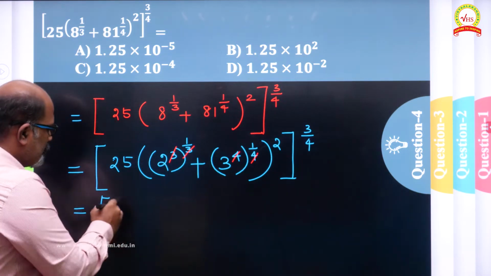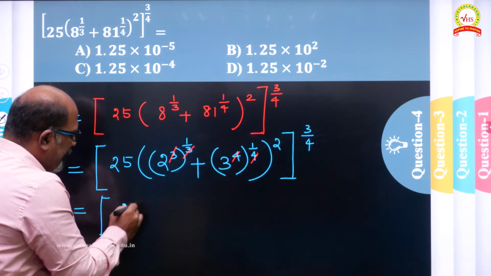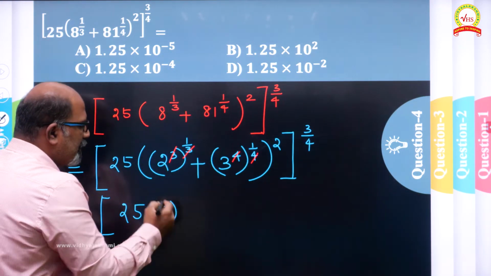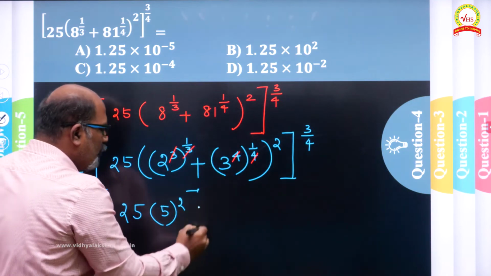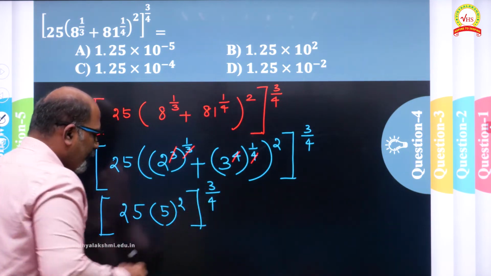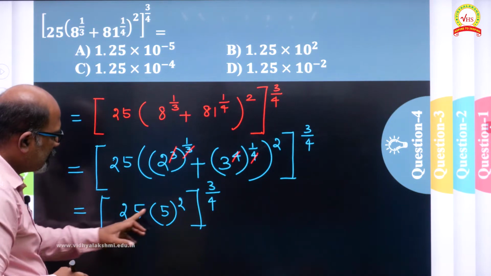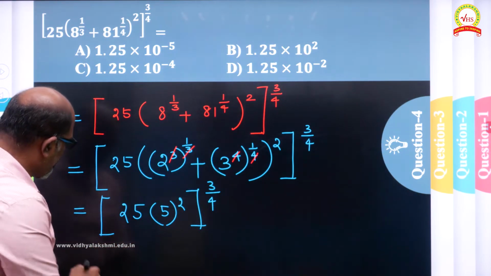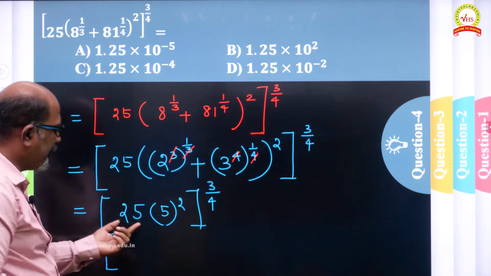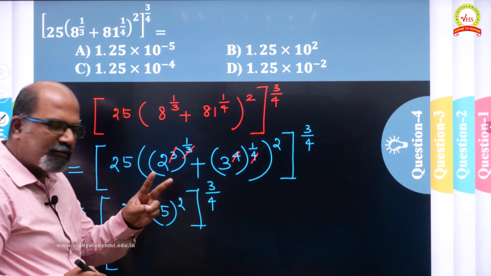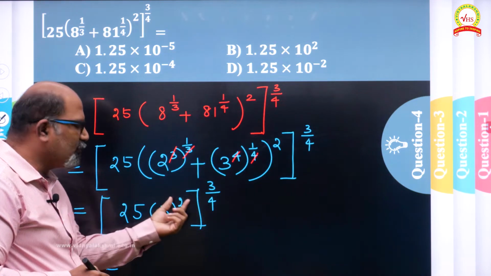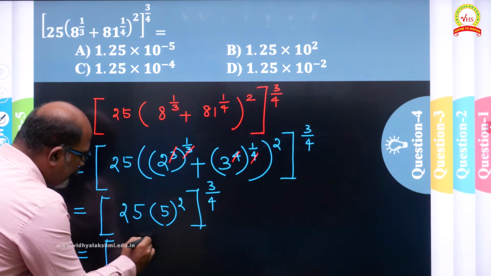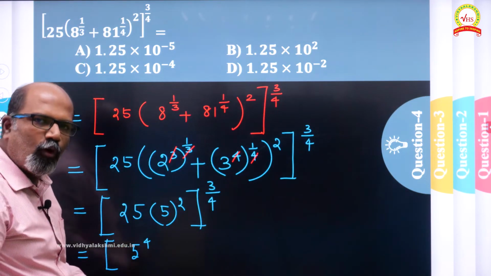So 25 multiplied by what I said? 5. But this 5 is raised to 2, and the whole thing is raised to 3 by 4. Understand? Then 5 square we are having. Here 25 we are having. So how many 5s are there in 25? 2 fives. And here we are having 5 square, it is nothing but 2 fives. So altogether we are having 5 four times. So 5 can be raised to 4.